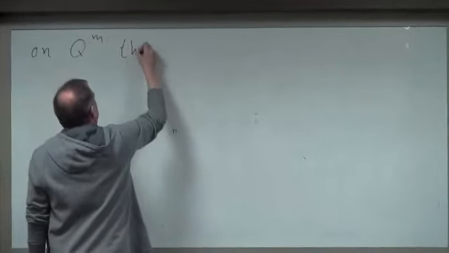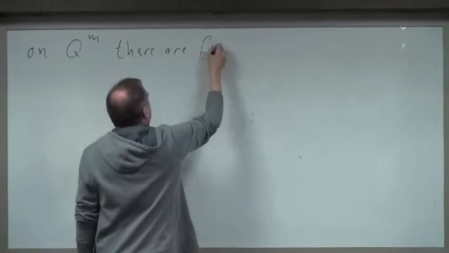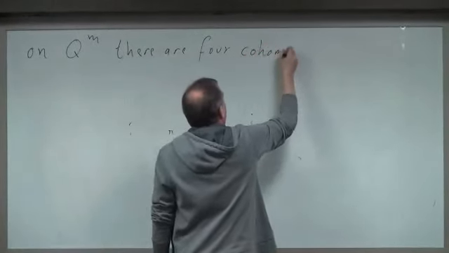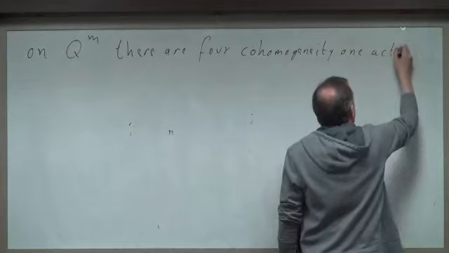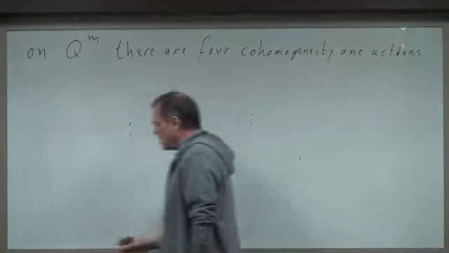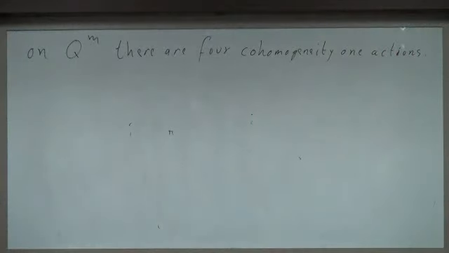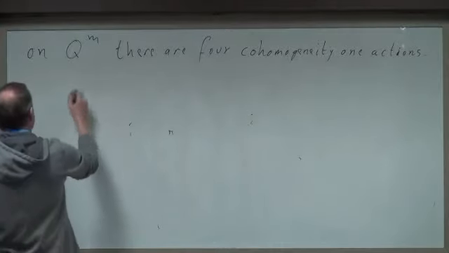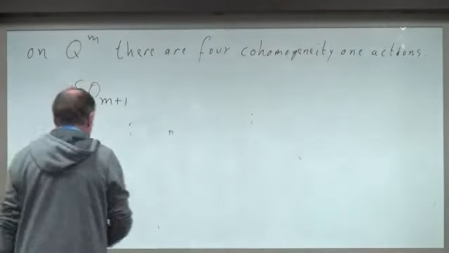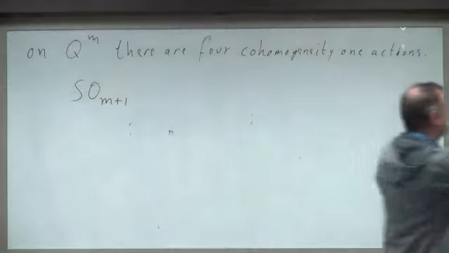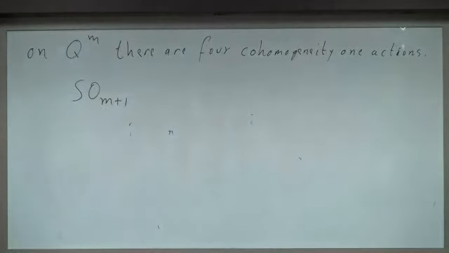So on the quadric there are 4 cohomogeneity one actions. Because when I say 4, I mean up to conjugacy, because one can always conjugate groups and things. And so they are given by, first, just to remind you, we also have a homogeneous space description of the quadric. Just to remind you.